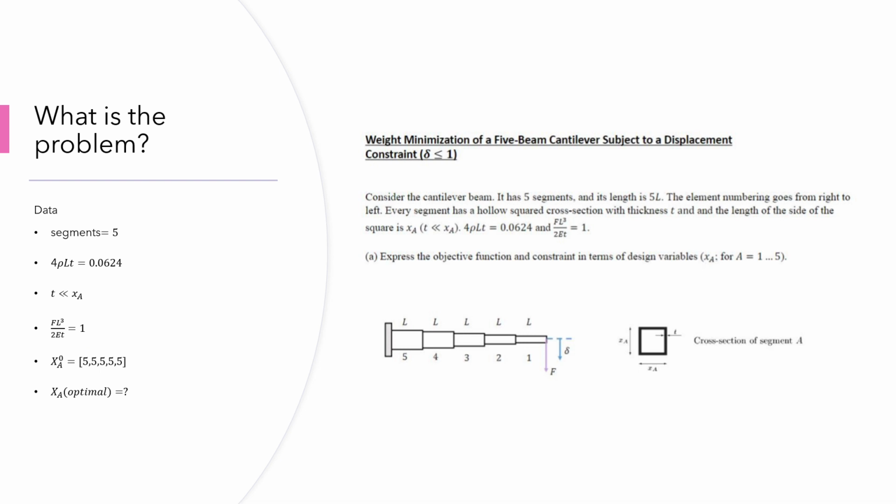a starting point, which for this problem is 5, 5, 5, 5, which means that we are considering that this cantilever uses just one tube of 5 as a side and 5L as a length. This is the starting point, and then we will try to minimize this and so on.